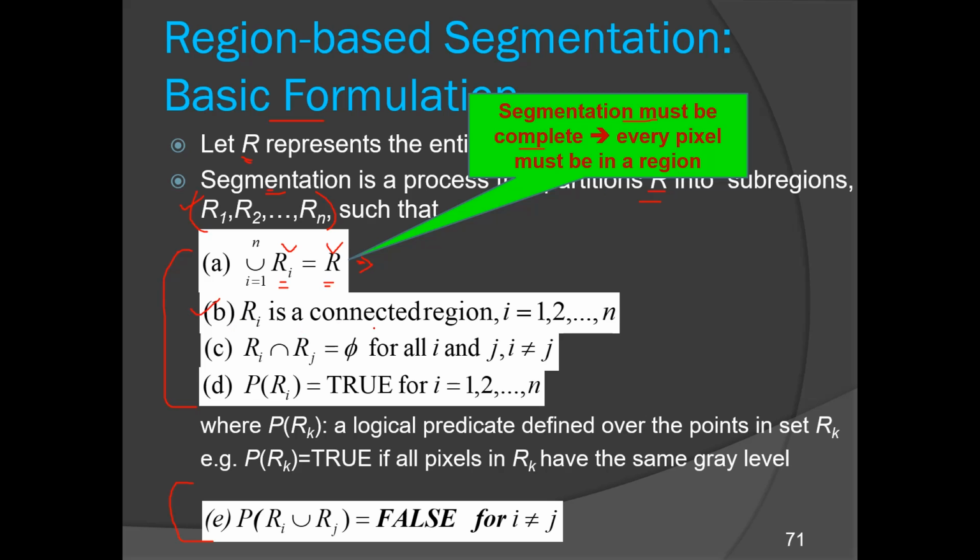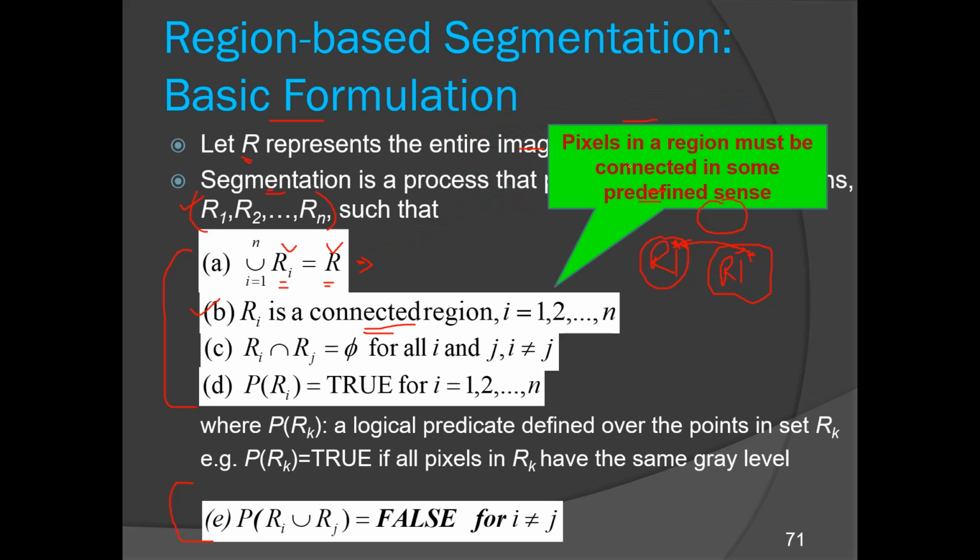The second property says Ri is a connected region. So this should not happen: if this is one region and this is a second region, and this is R1 and this is also R1, this should not happen. Consider one pixel in R1 in this region and one in this region; these two pixels are not connected. We should get one connected component, so any region Ri should be a connected region. The pixels in a region must be connected in some predefined sense, so all the pixels in one particular region must be connected.